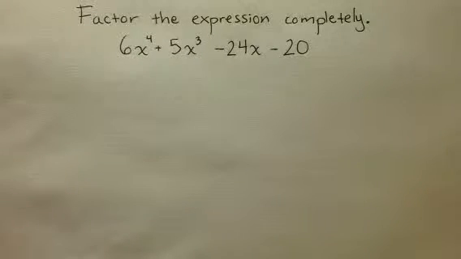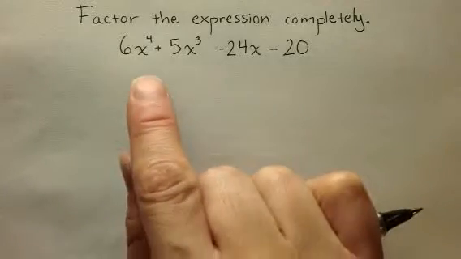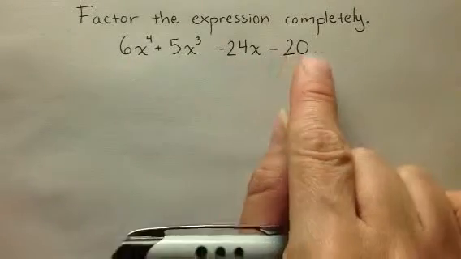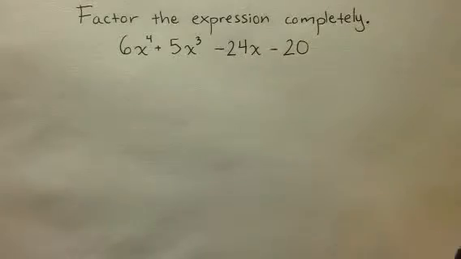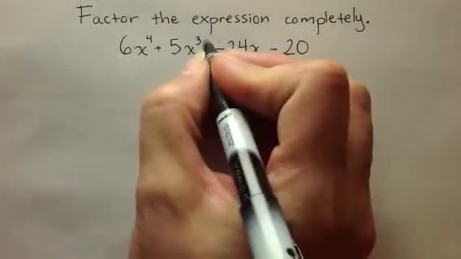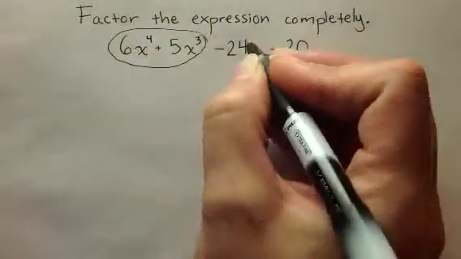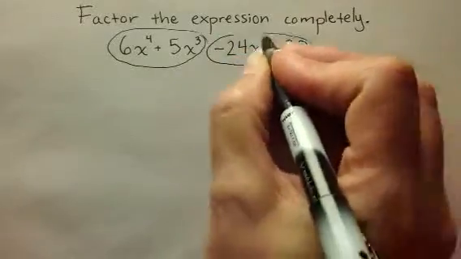I want to show you another type of factoring we might use. This is called factor by grouping. I use this when I have 4 terms. I call it factor by grouping because I'm going to group the first 2 terms together and I'm going to group the second 2 terms together.